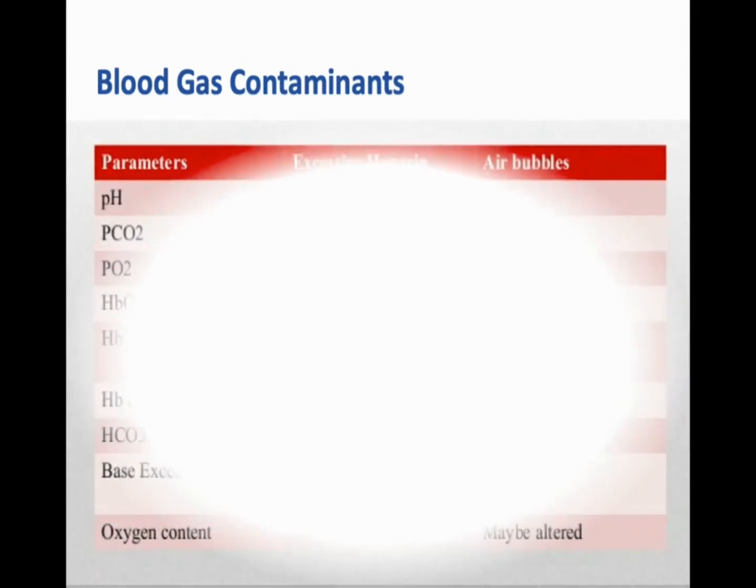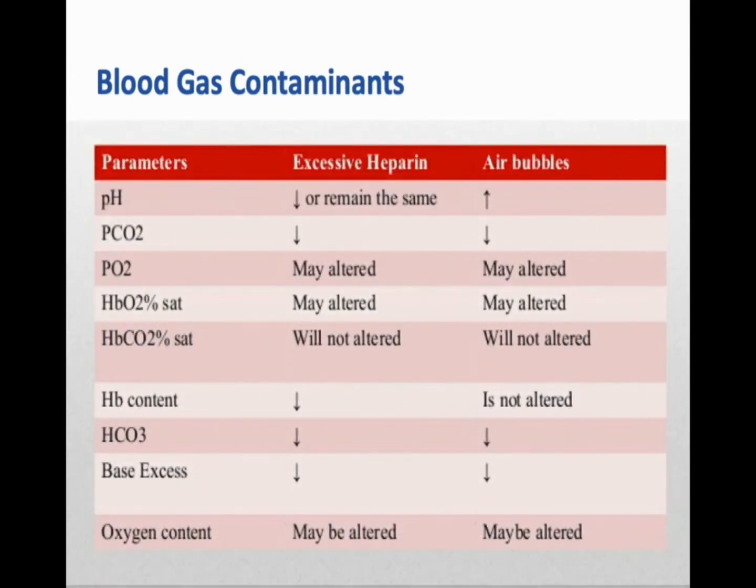The following are the effects of blood gas contaminants on the parameters of the ABG test. Excessive heparin causes decreased values in pH, PCO2, hemoglobin content, bicarbonate, and base excess. Air bubbles cause an increase in pH and a decrease in PCO2, bicarbonate, and base excess.